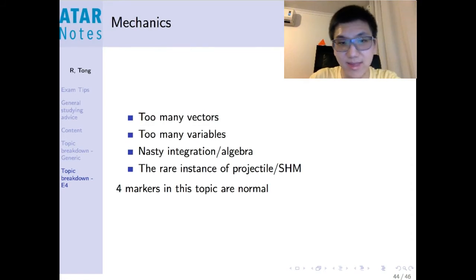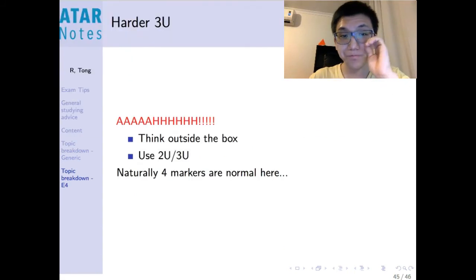Mechanics is just this list. Too many vectors, too many variables, nasty integration and algebra. And if you can handle all of that, basically you've got mechanics covered as well. Projectile motion and simple harmonic motion, well, I've only seen projectile appear once, and simple harmonic motion never. That's just there just in case, because some four-unit students will forget about these two and just ignore them, but you never know whether or not they'll appear, and it has appeared before at least once, so just be prepared.